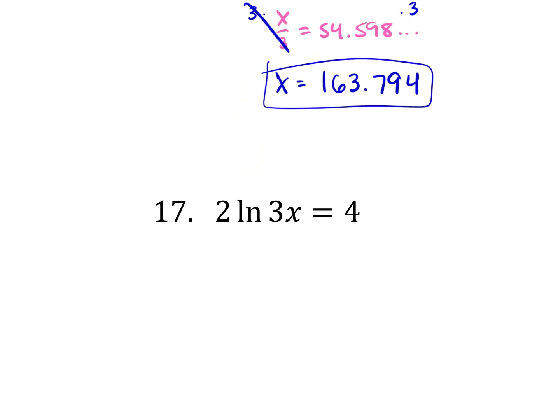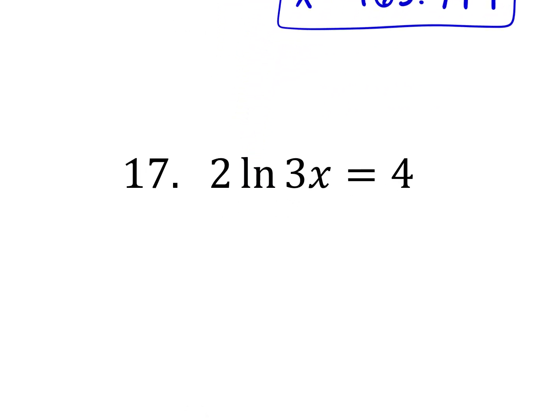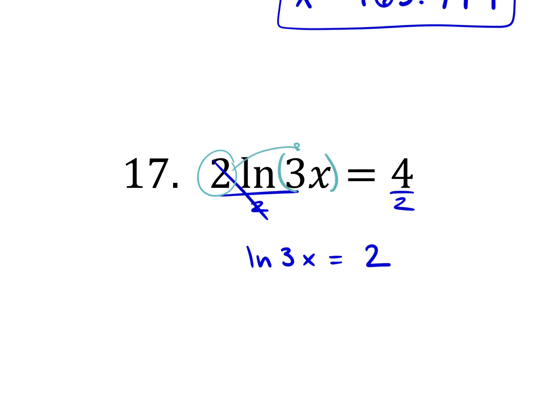All right, what about 17? What should we do first for 17? I can divide both sides by 2. So ln of 3x is equal to 2. The other thing that you could have done here is made that 2 an exponent. But be careful, it would have been 3x squared. So the 3 would be squared and the x. But we just divided it by 2, moved it to the other side. So we got rid of it.